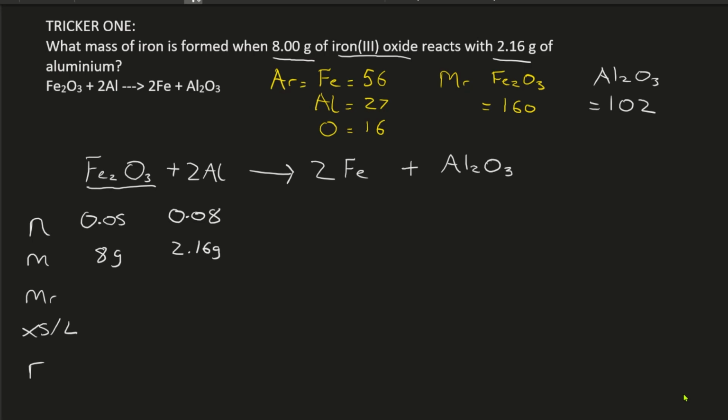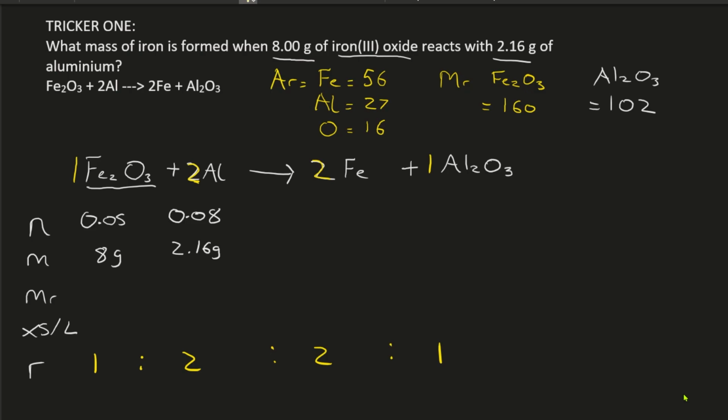Notice that I didn't do 2 lots of aluminium. That's for the molar ratio. So these numbers in front, obviously there's no number over here, so that becomes an imaginary 1. So we know that's going to be 1 mole of iron oxide reacts with 2 moles of aluminium, which gives 2 moles of Fe and 1 mole of aluminium oxide. So that's a 1 to 2 to 2 to 1 relationship.